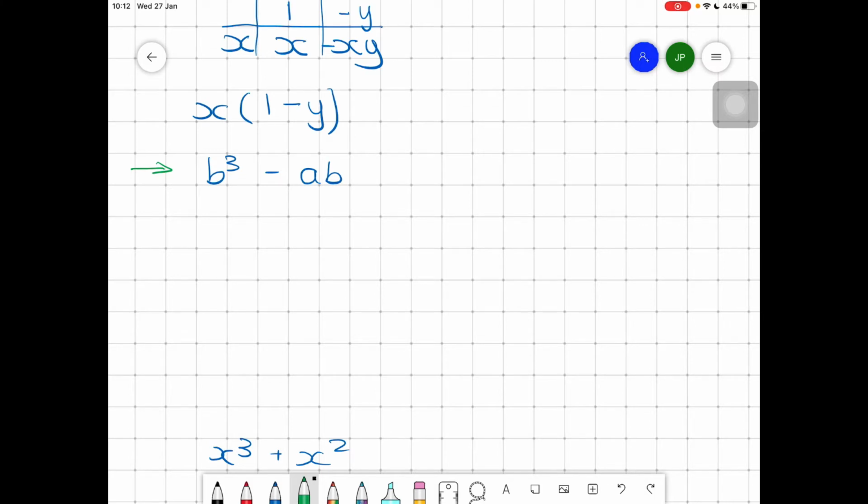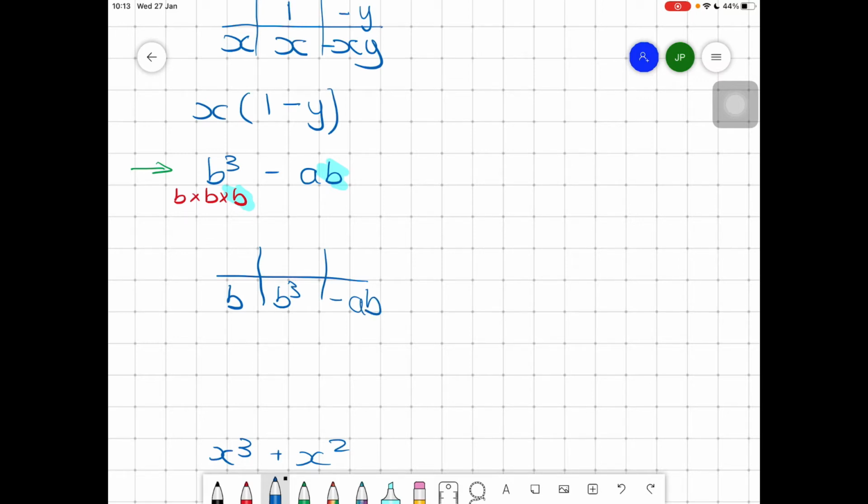Okay, so a bit like the top one, we need to think about what letters make up what we have. So b cubed is made up of b times b times b, and then I've got an ab. That means I've got a b that is common to both. Because I've got a b that's common to both, that means that is what can come out in front. That's what can come out in the left-hand box for me. I'll put my other parts back in the middle again.